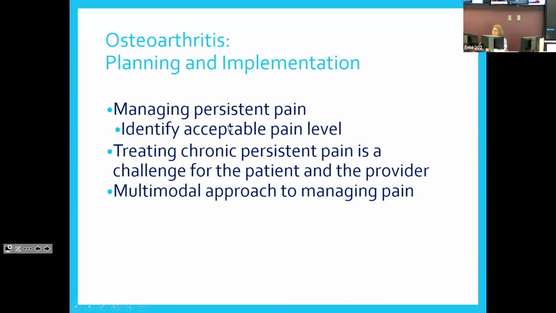For chronic persistent pain, it can be a challenge for the patient and the provider to find things, because typically it's anti-inflammatories, and a lot of those can have so many side effects. It can be challenging to find a treatment. And then a multimodal approach to managing pain, what we talked about: the heat, elevation, rest.